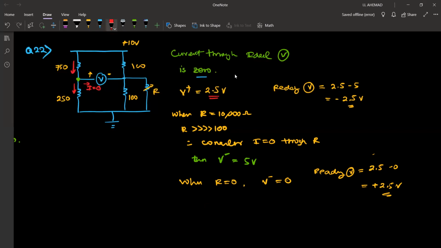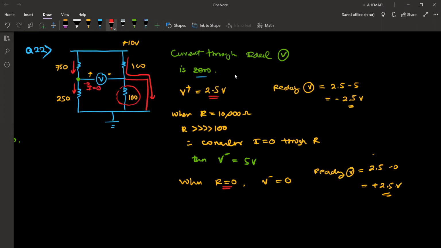Okay, it won't be the third answer. Let's see. It goes from 0 to 10,000. When R is 0, that means you don't have a resistor. You have just a normal wire. When you have a wire, this one becomes short circuit. There is no need for the current to pass through this resistor. It will just straight away go through this.